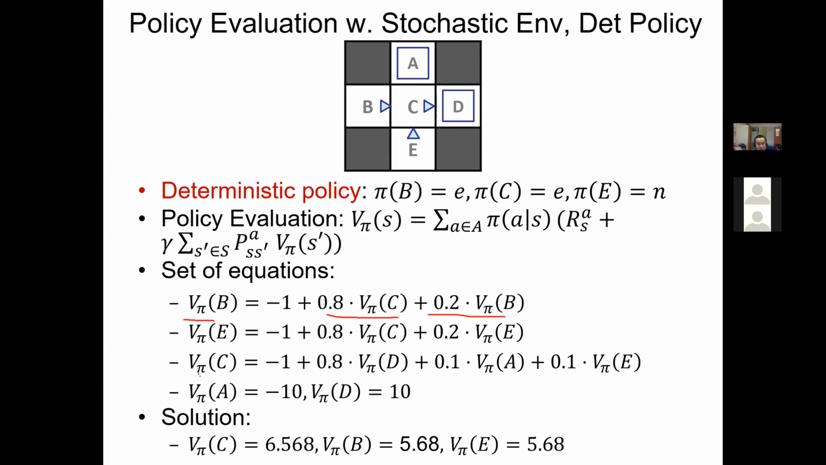And in C, with 0.8 probability, you go into D, and 0.1 probability you're going to A, and 0.1 probability you're going to E. And you can solve the equations to get the value functions for deterministic policy with the arrows and a stochastic environment.